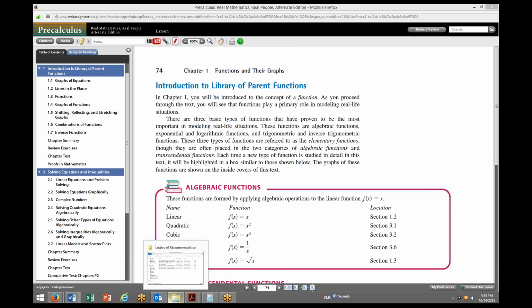Now for the test itself, it will have 12 problems on it. 6 of the problems are going to be from Chapter 1, and 6 of the problems are going to be from Chapter 2. You must show your work on all the problems. Show your work. Don't just write down an answer. You have to show your work in order to receive full credit for each problem.